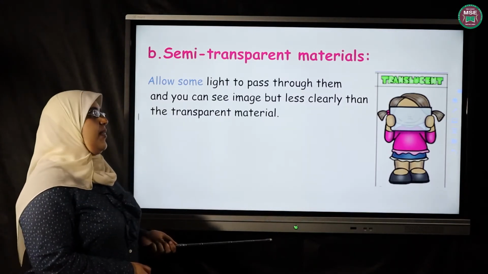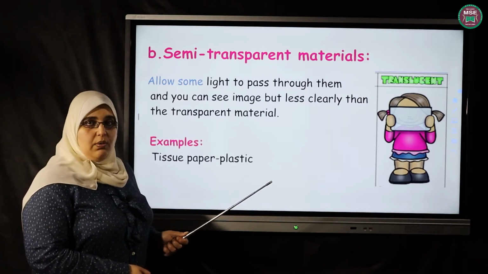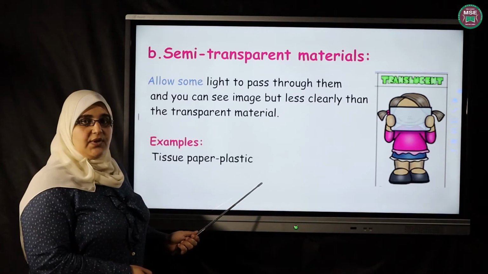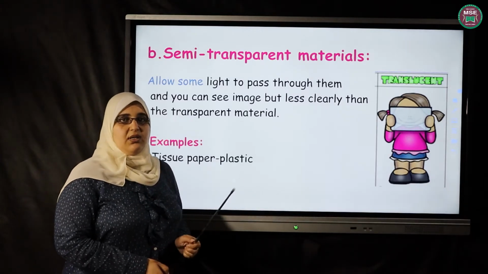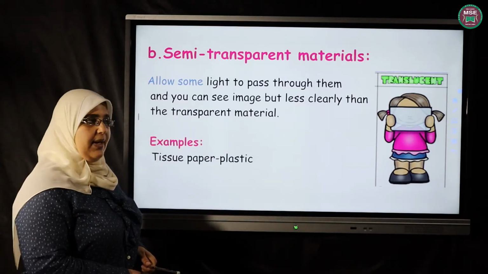But the semi-transparent material, like what? Like the tissue paper, and like some types of the plastic, they are semi-transparent. They can allow some light to pass through them.